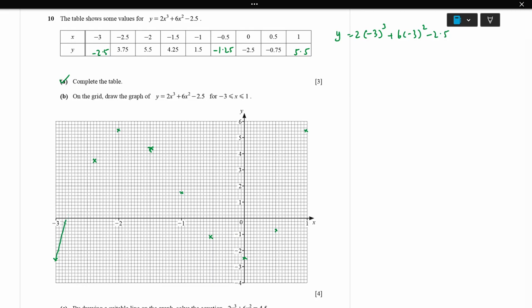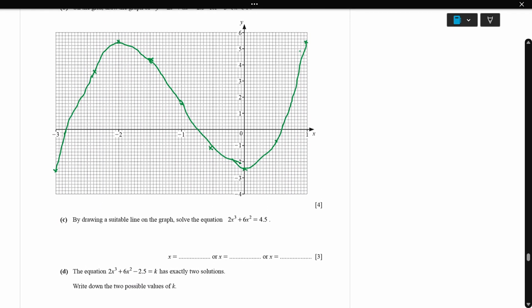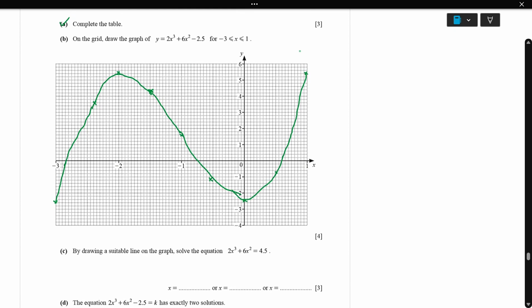So it's a freehand drawing, so you cannot use a ruler here. Okay, done. The next question: by drawing a suitable line on the graph, solve the equation.